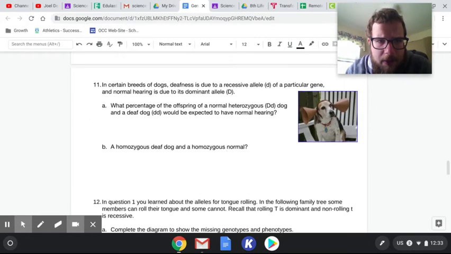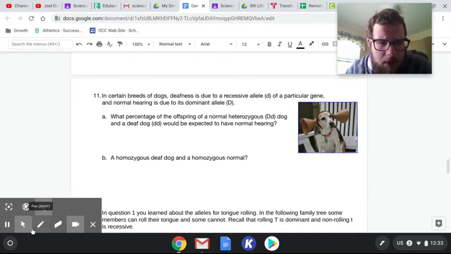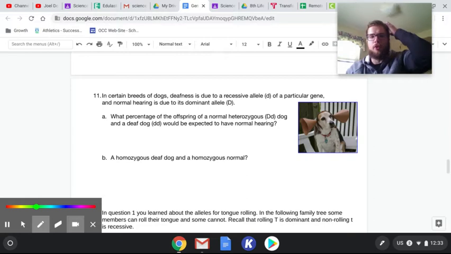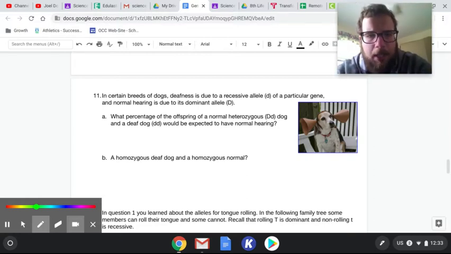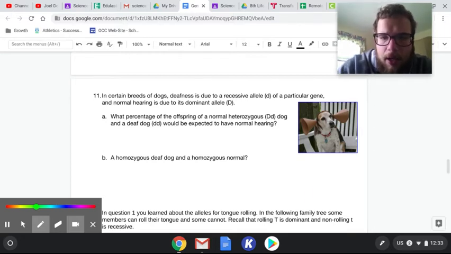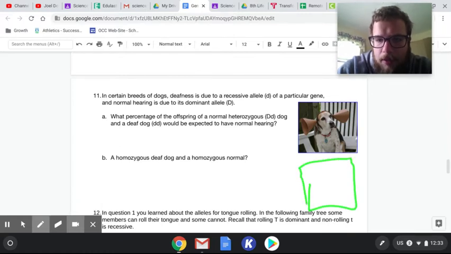All right, in certain dogs, deafness is due to a recessive allele, small d, of a particular gene, and normal is due to a dominant allele, big D. What percentage of the offspring of a normal heterozygous dog and a deaf dog would be expected to have normal hearing? It gives us the alleles there. Let's go ahead and plug them in.